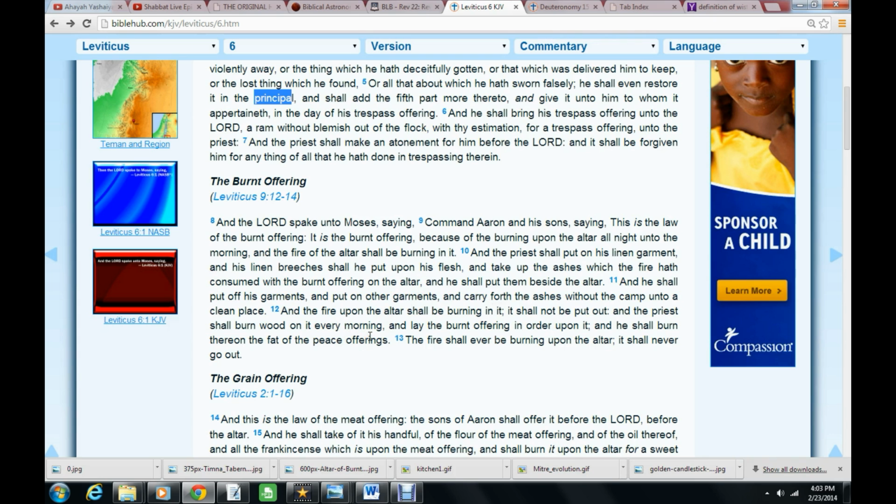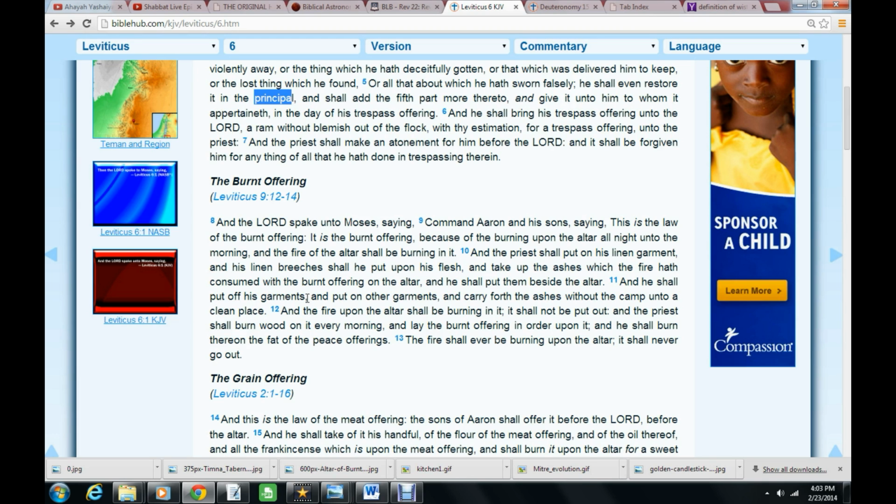And the priest shall burn wood on it every sunrise, and lay the burnt offering in order upon it, and he shall burn thereon the fat of the peace offerings. The fire shall ever be burning upon the altar, it shall never go out. So the fire's on all night. They're not making fire on the day of the Sabbath. You see what I'm saying? And they had to use logs and bricks, everything to make fire. You know what I'm saying?